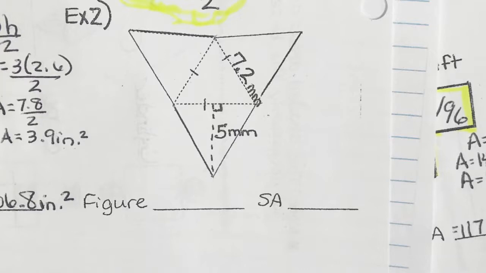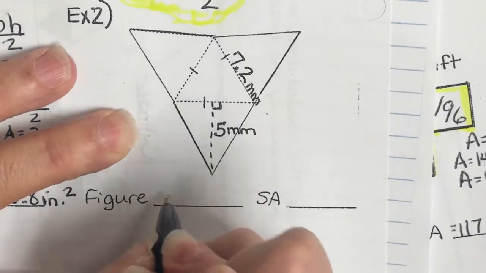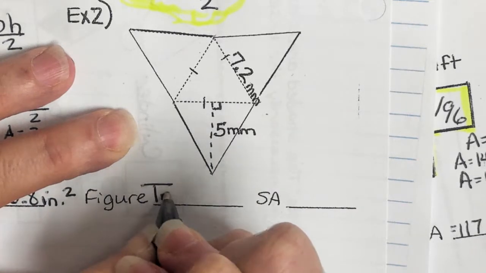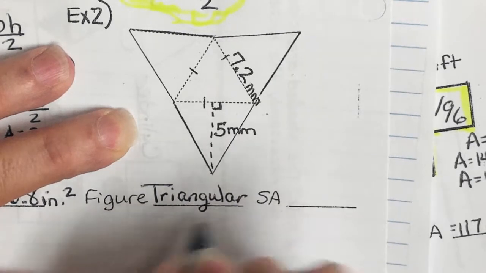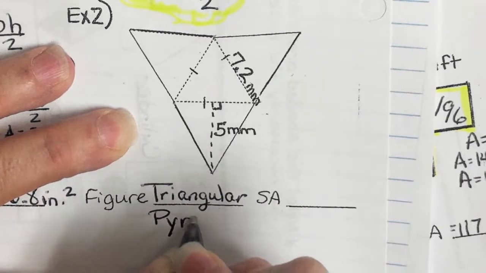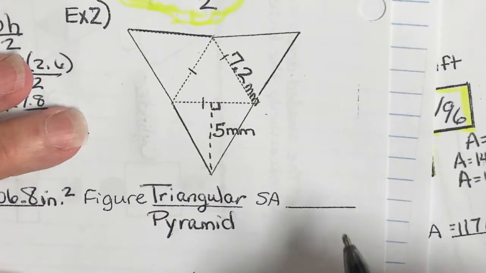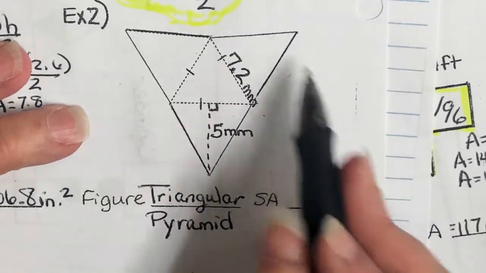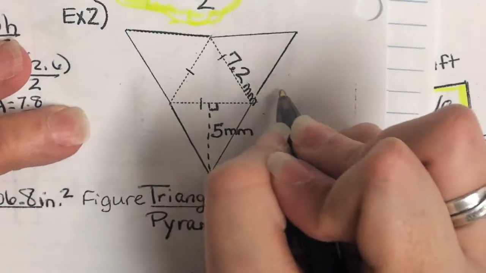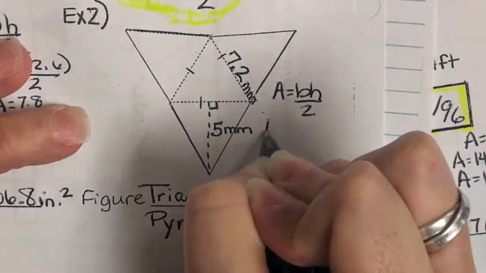First off, let's name the figure first this time. It is a pyramid, and what kind? The base is a triangle, so I'm going to say triangular pyramid. Now, looking at this, I see a bunch of triangles. I know the formula is base times height divided by 2.